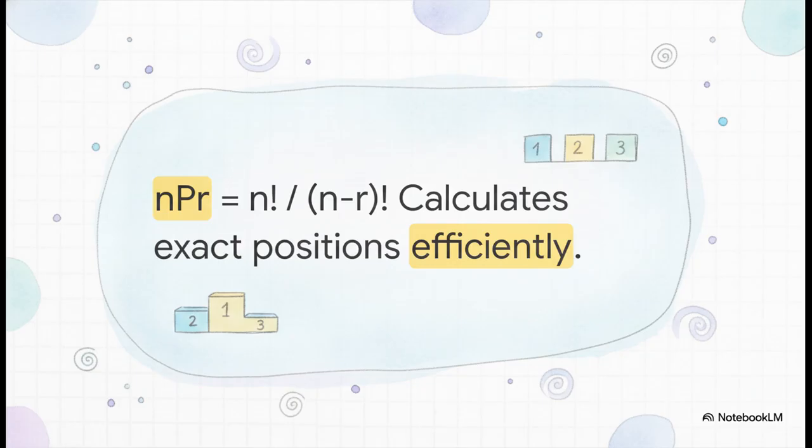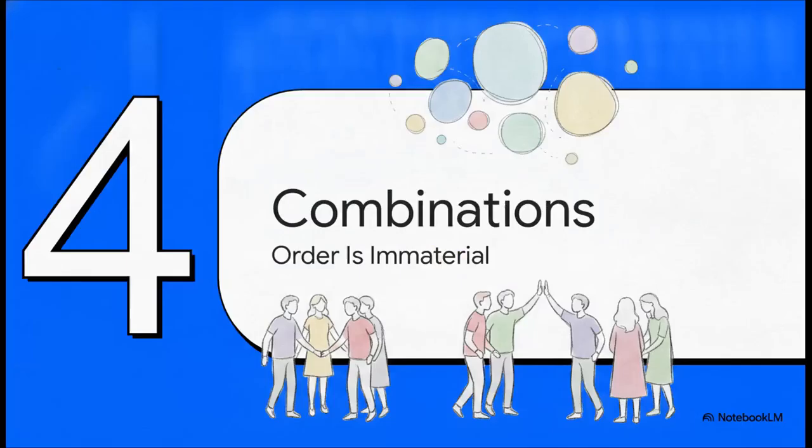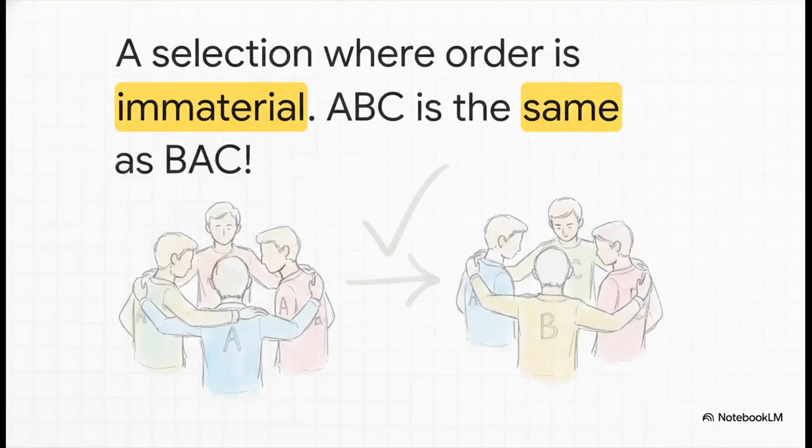Then the denominator swoops in and cuts out the arrangements for the items you didn't even select. It's an incredibly efficient way to calculate exact positions. Which brings us to part 4, combinations. So if permutations are all about order, a combination is just a selection where the order is completely immaterial.